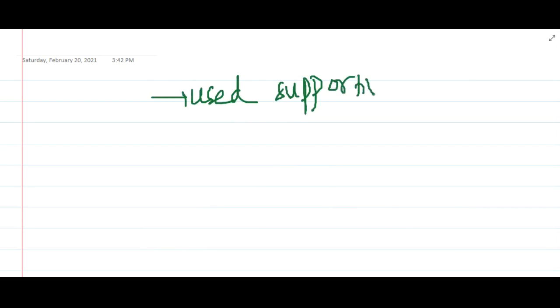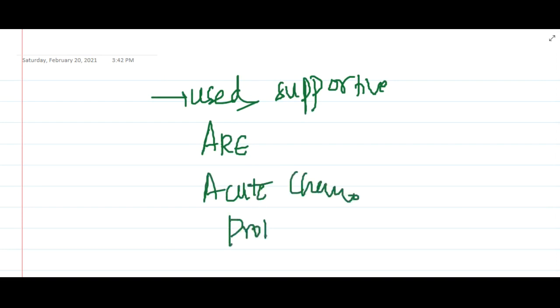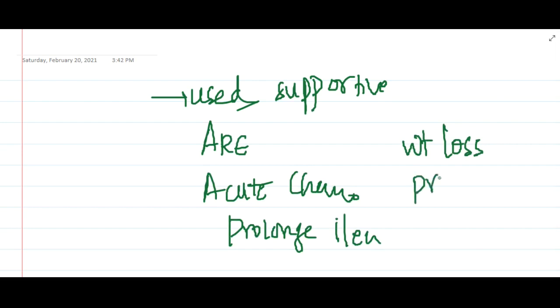It is used in acute radiation enteritis, in acute chemotoxicity, or if there is prolonged ileus, or if there is weight loss preliminary to surgery, then we can use this solution without lipid. So solution without lipid is used in acute radiation enteritis, acute chemotoxicity, prolonged ileus and weight loss preliminary to surgery. Now we will see the complications of total parenteral nutrition.